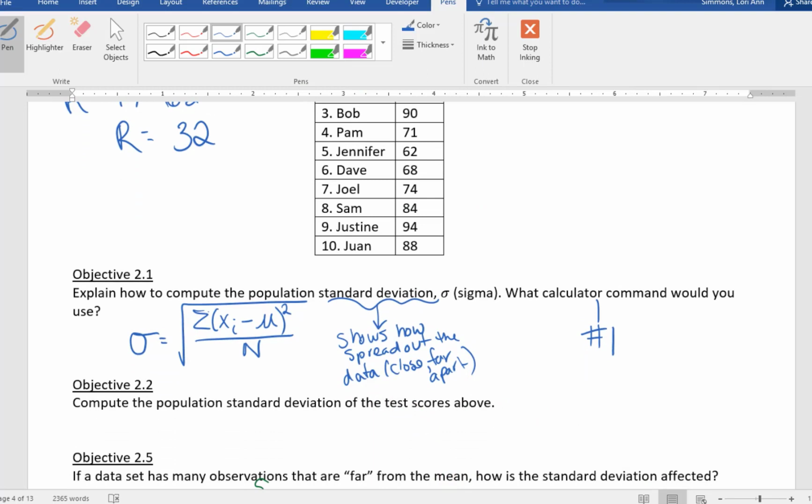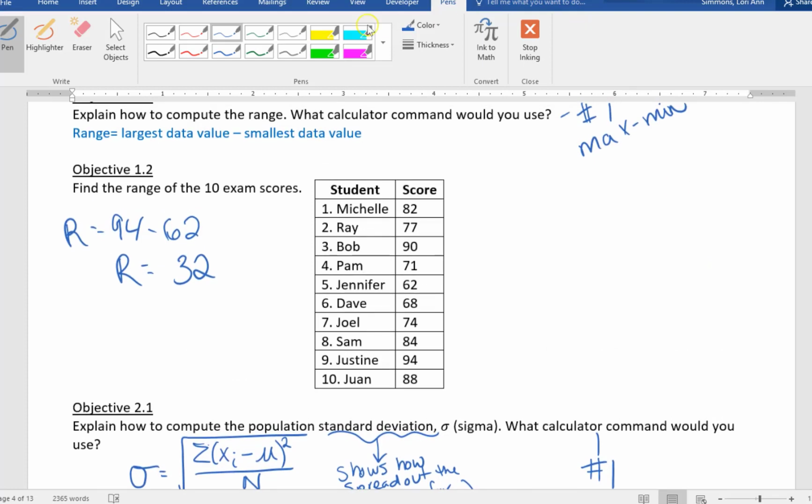So compute the population standard deviation of the test scores above. I want to do this by hand so you can visually see what we're doing, and then from here on out you can always use your calculator. Even if your homework says do it by hand, use your calculator. I am fine with that. So what we're going to do is compute xi minus mu. So we're going to work on this inside first.